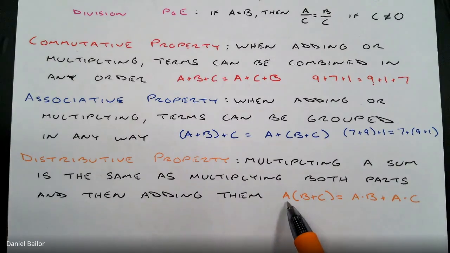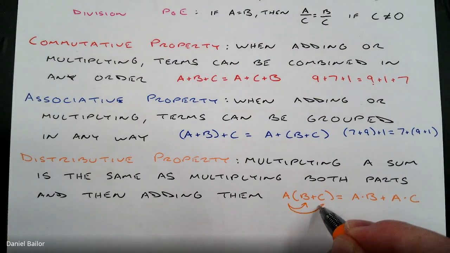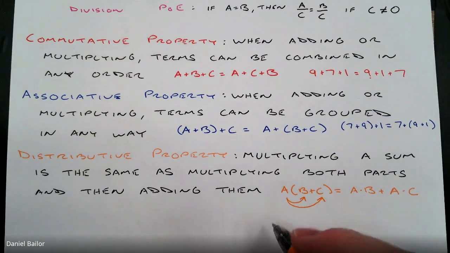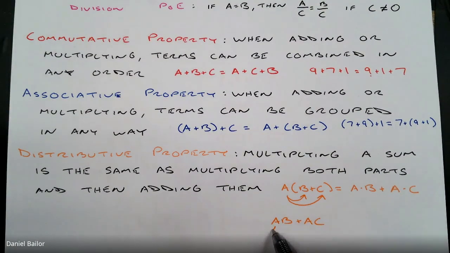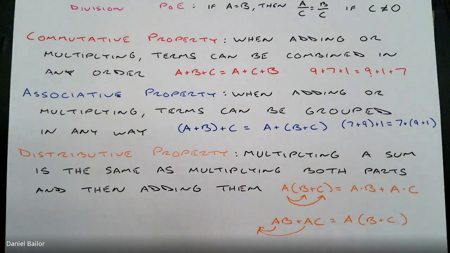So the distributive property means that multiplying a sum is the same as multiplying both parts and then adding them. Let me show you. If the problem is set up like this, remember, passing tells us the A is passed to the B and the A gets passed to the C. So we do A times B plus A times C. The A is passed in to everything inside the parentheses. That's the distributive property. You can also do the distributive property in reverse. If you have something like AB plus AC, you can pass the A out of both of them to go in reverse.